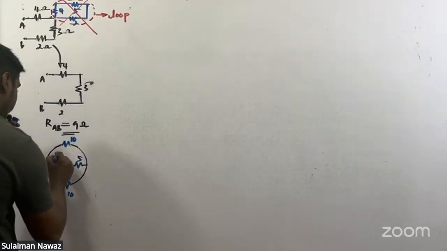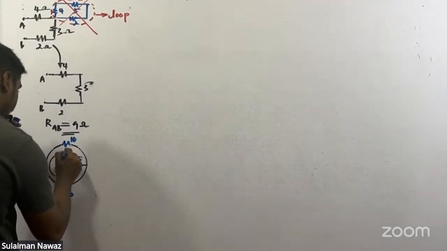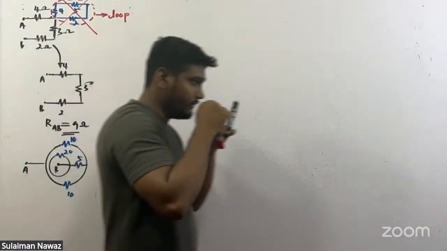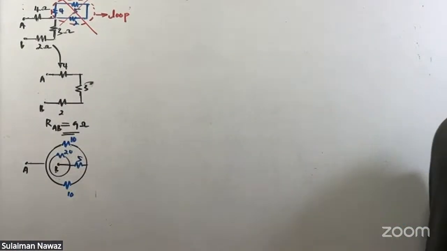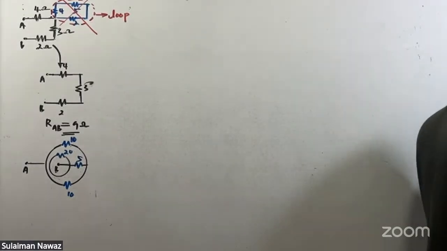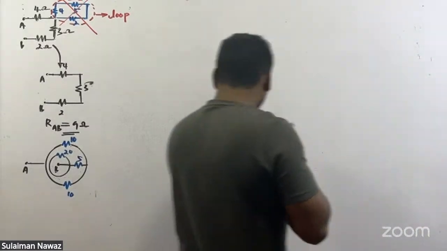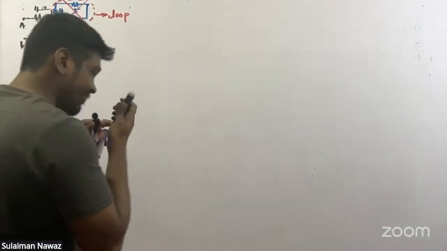Now here you can find a loop. Check where is the loop. Here you can find a loop if you properly look at it. But remember, your two terminals should not be removed. Your terminals should not be removed. And the next one is also something similar to that.